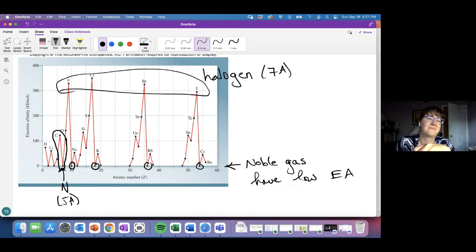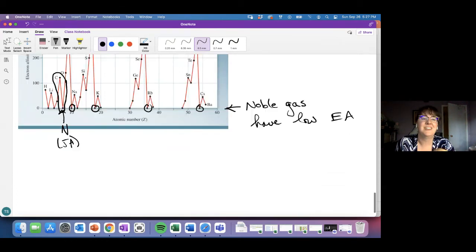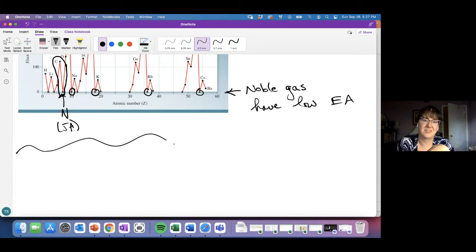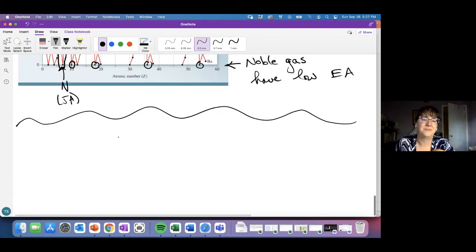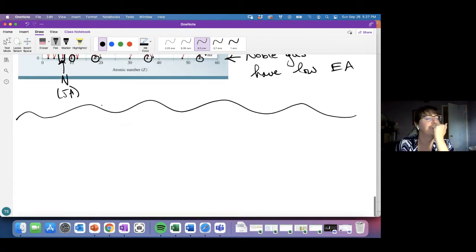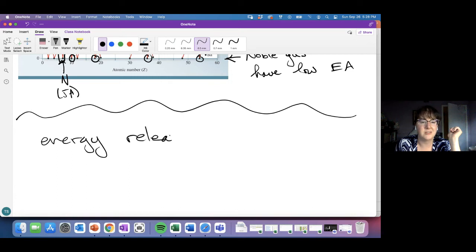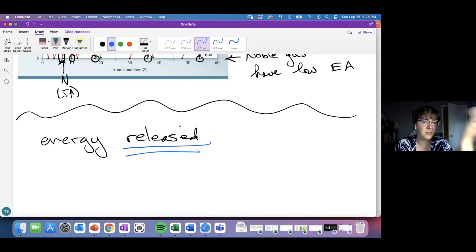Okay, so here's the deal. When we talk about energy being released in chemistry, we would expect that change in energy to be negative.